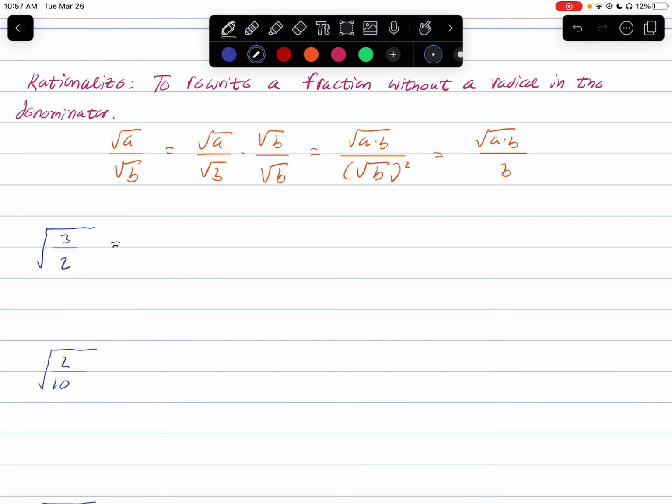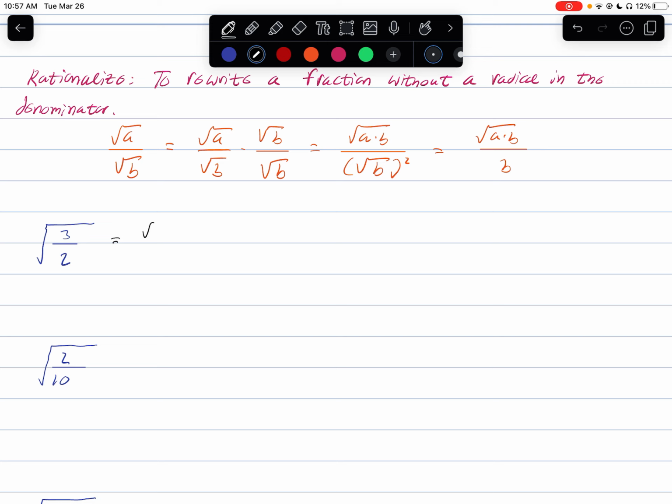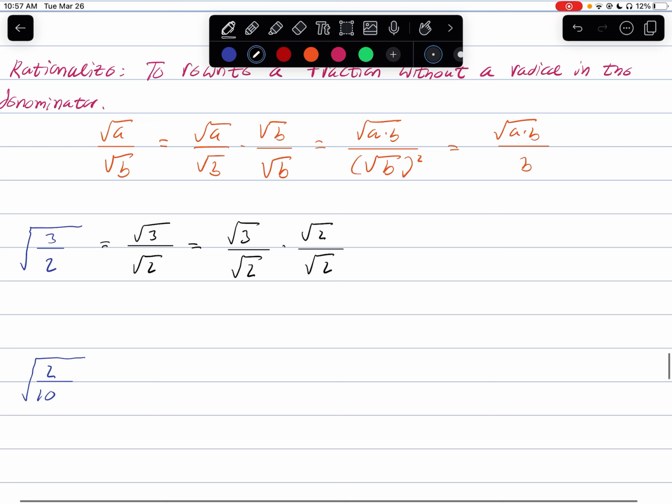So here we have the square root of 3 over 2. This is equal to the square root of 3 over the square root of 2. Then we can write this as the square root of 3 over the square root of 2 times the square root of 2 over the square root of 2. From here, we can rewrite this as the square root of 3 times 2 over the square root of 2 times the square root of 2, which is just 2. So we end up with the square root of 6 over 2.